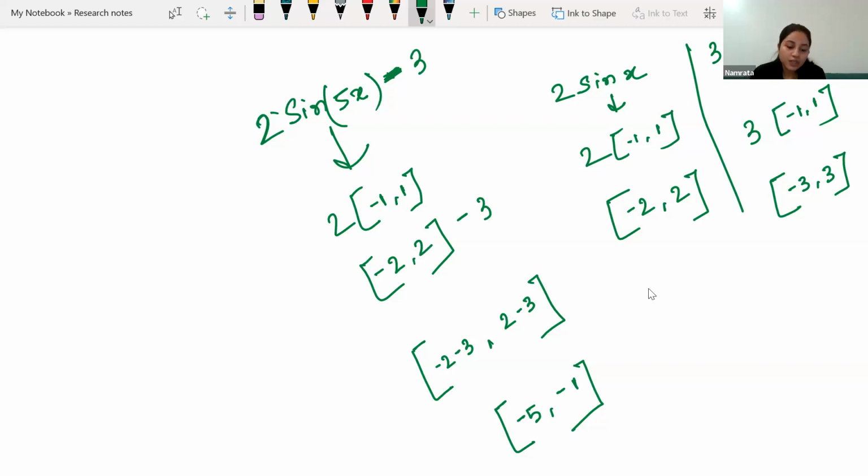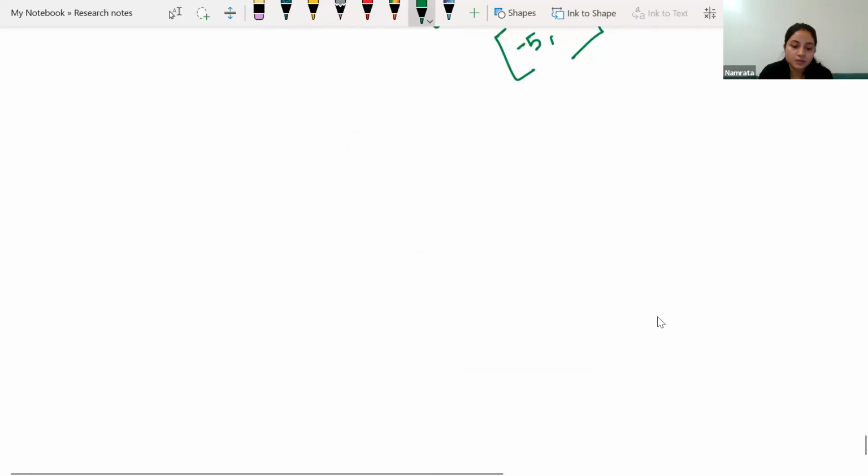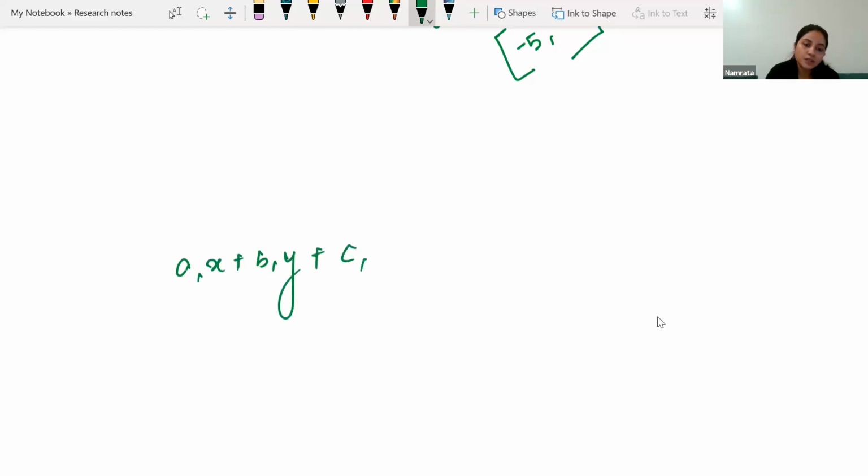Okay, now we have the system of equations. How can we solve a system of equations? By using Cramer's rule. So first, if we have a1x plus b1y plus c1z equals d1, a2x, b2y, and so on.